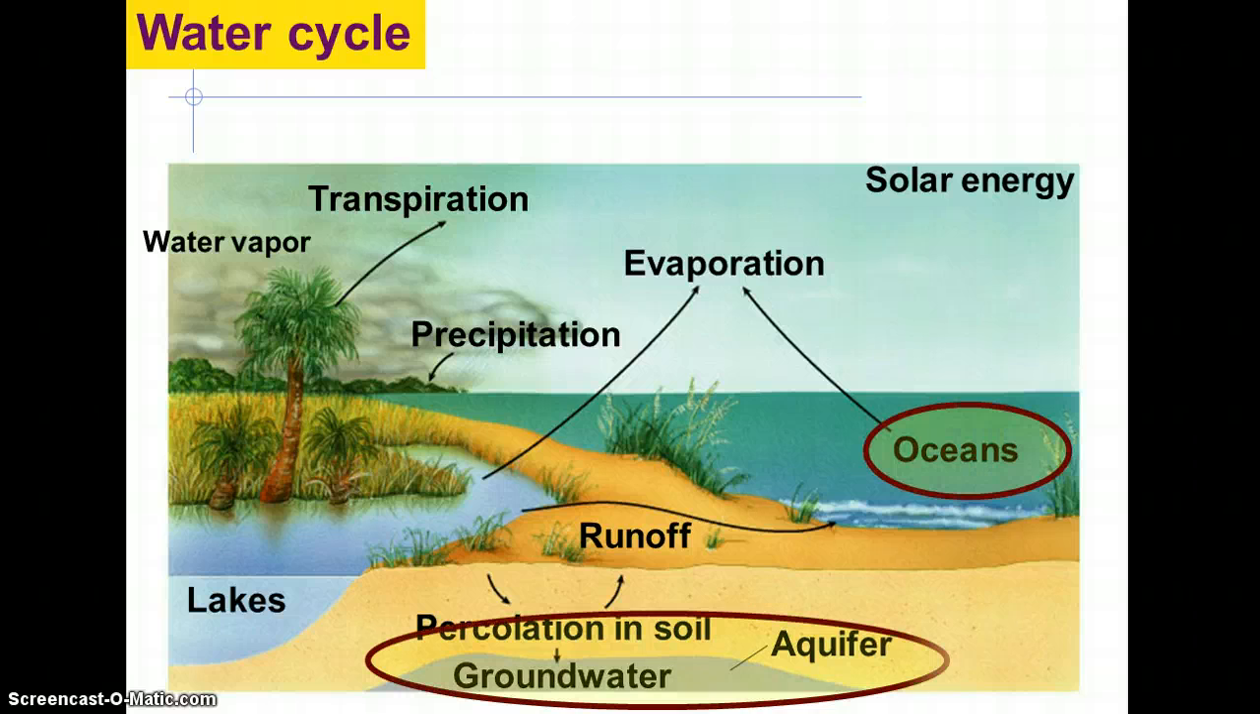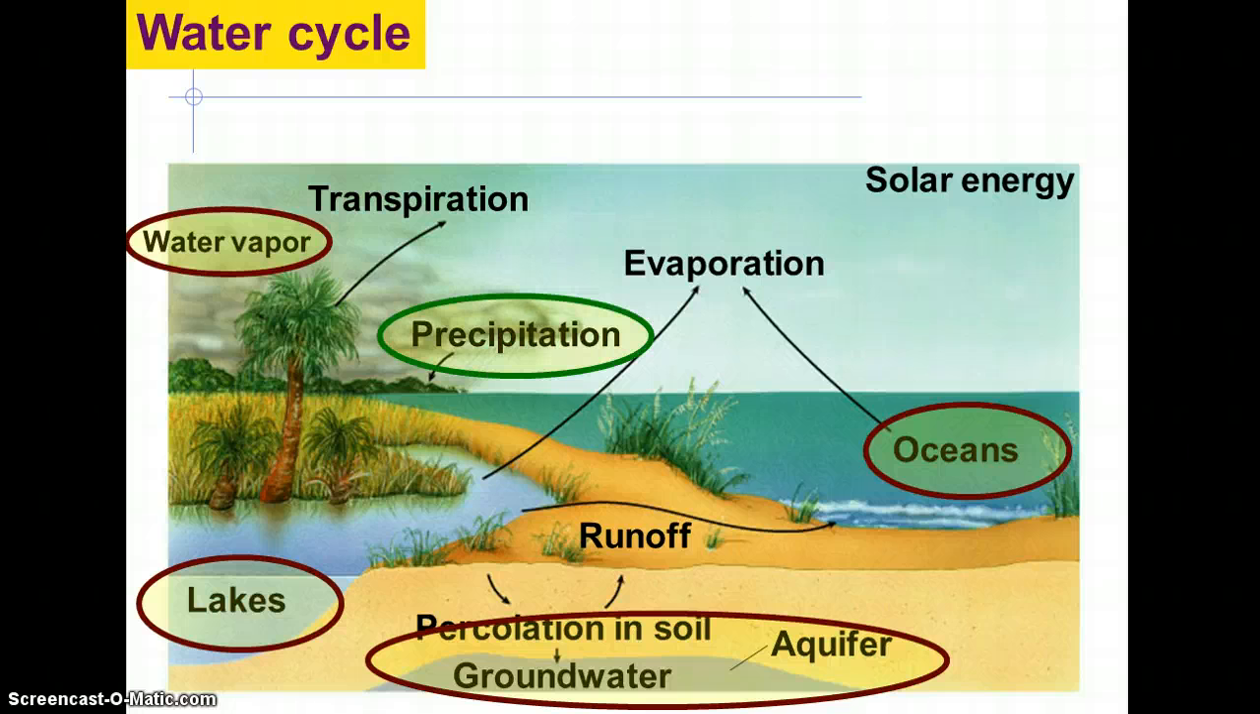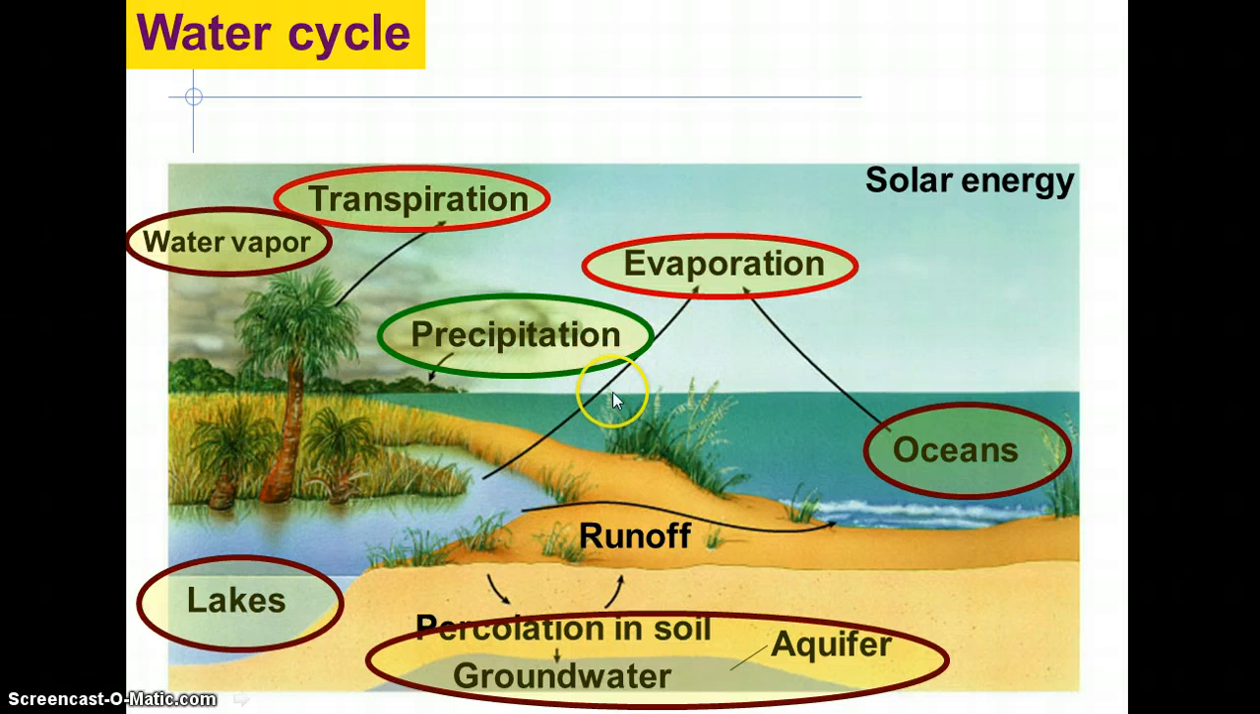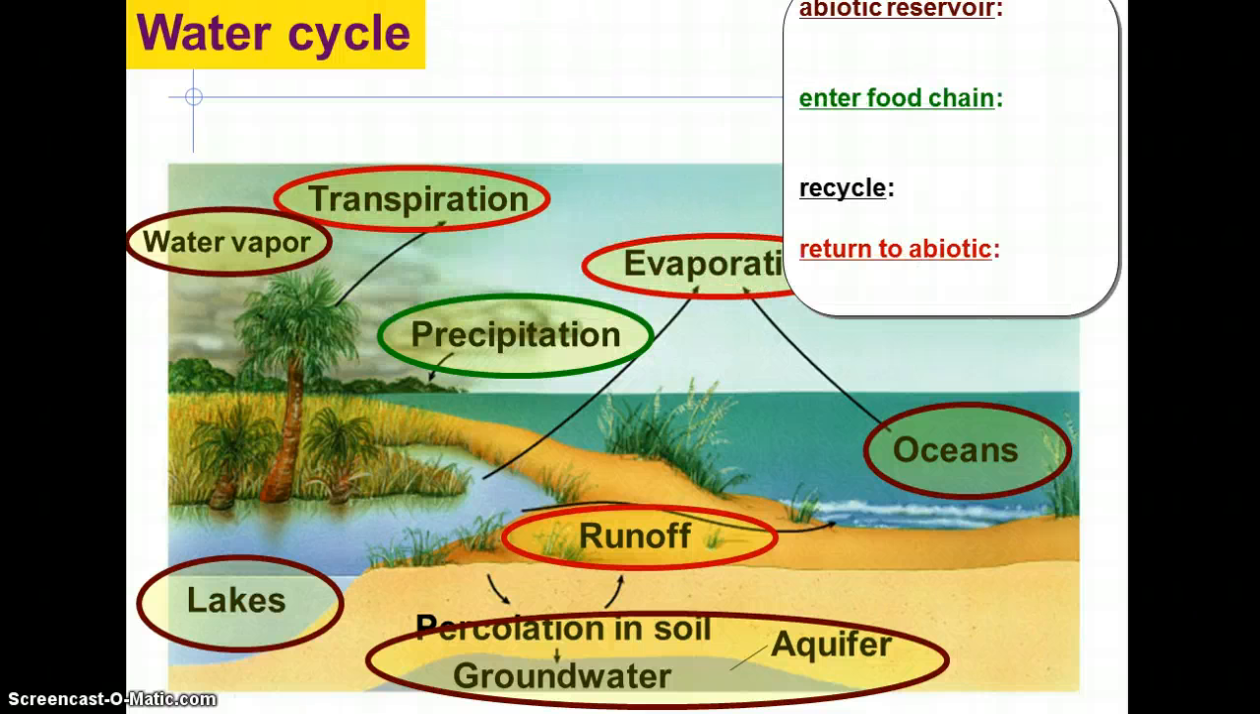Water cycle. And so we have all these main places of water in the ocean, lake, water vapor. We can get it to rain. Transpiration is as water from plant goes up into the air. Evaporation is lakes and oceans, thing evaporating up into the atmosphere. Runoff going from the soil to different places.